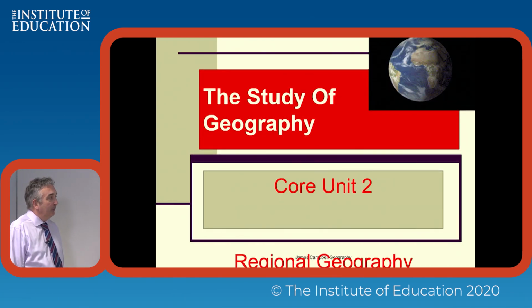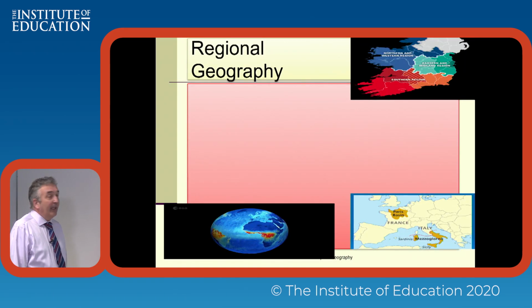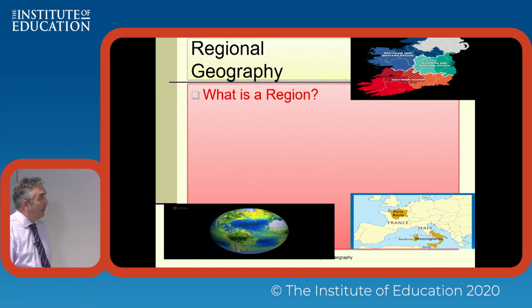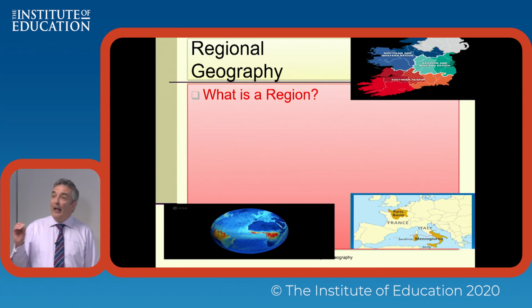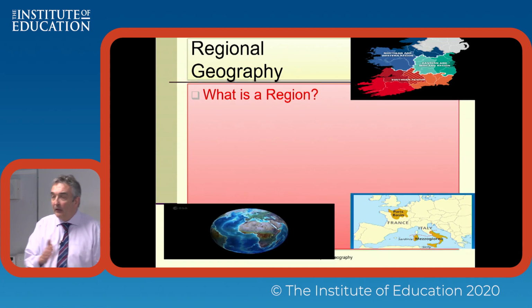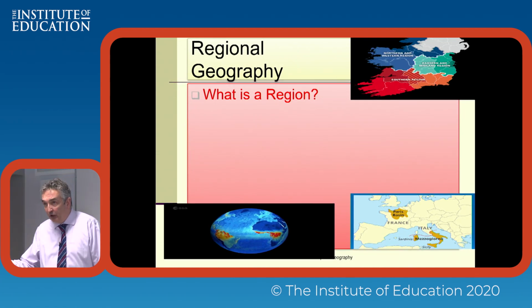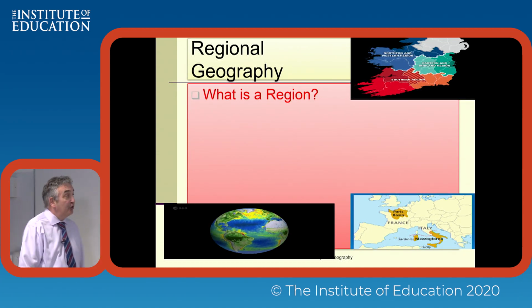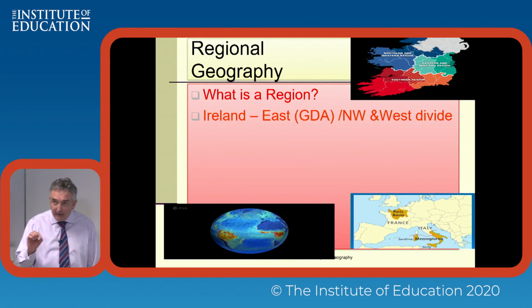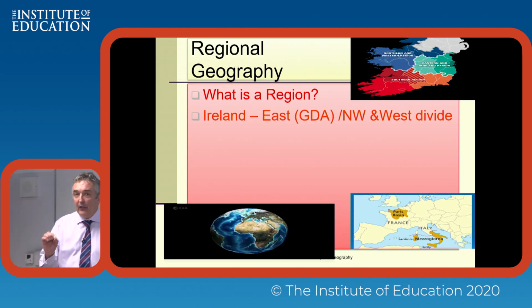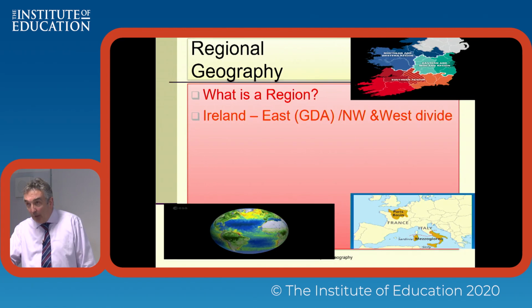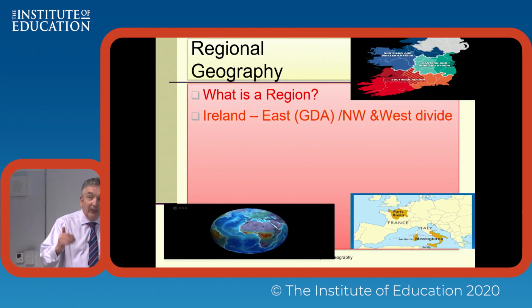Okay, here we go. Over the 5 days, I intend to cover the following sections with you. Number 1, we're going to ask ourselves, what is a region? There are many different types of regions, as we will see shortly. We're then going to go into your country and mine, and we're going to break Ireland down into a core region, namely the Greater Dublin Area, or the GDA.